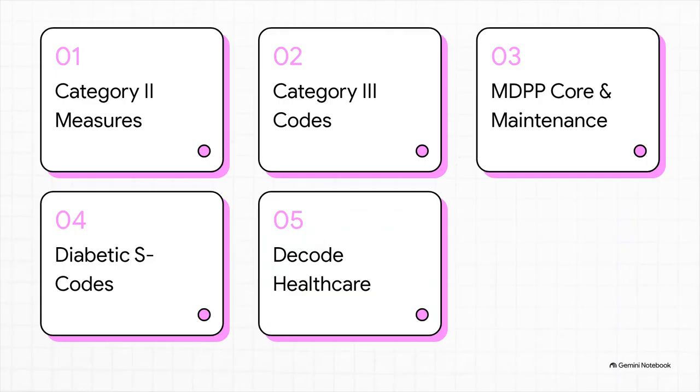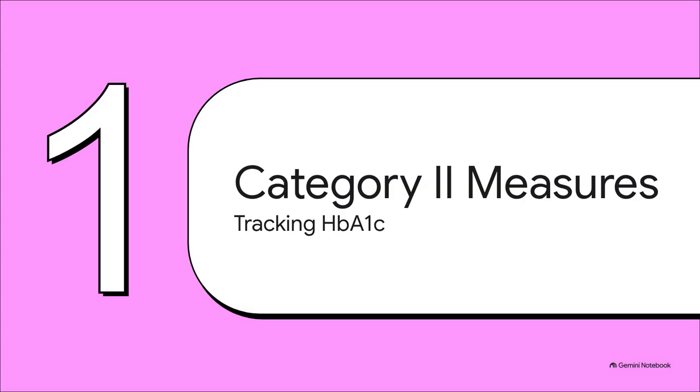Here's our quick roadmap for today. We've got Category 2 quality measures, Category 3 prevention codes, MDPP core and maintenance, diabetic management S codes, and finally, our sign-off. All right, Part 1, Category 2 quality measures.